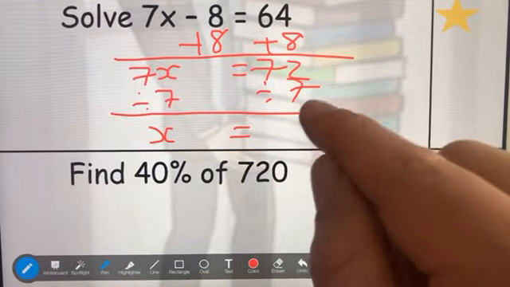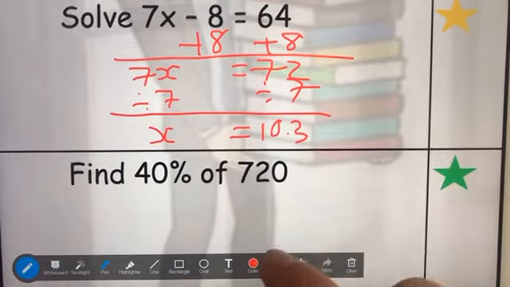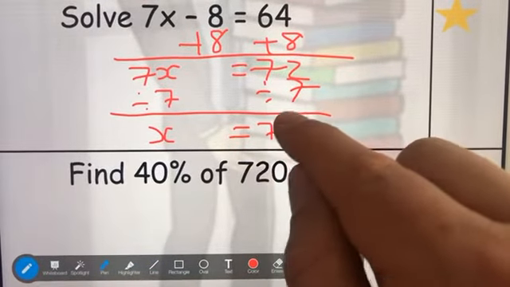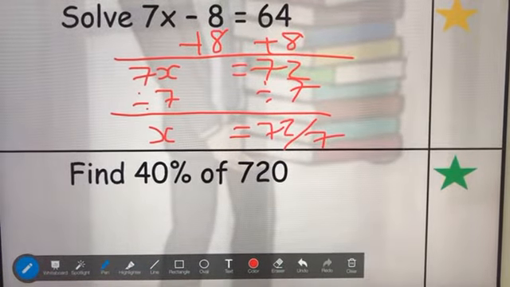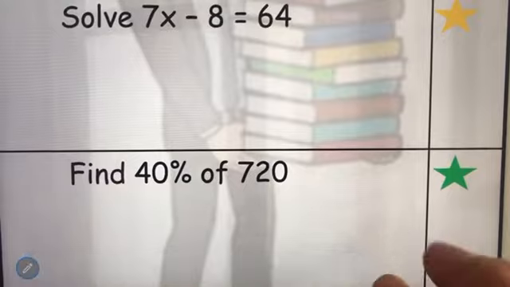72 divided by 7 doesn't actually work out properly. It should give you 10.3 recurring. It's my fault, I didn't do the maths properly on that one. You're welcome to just write it as 72 over 7. That's also correct. It doesn't give you a perfect answer, but that's okay.